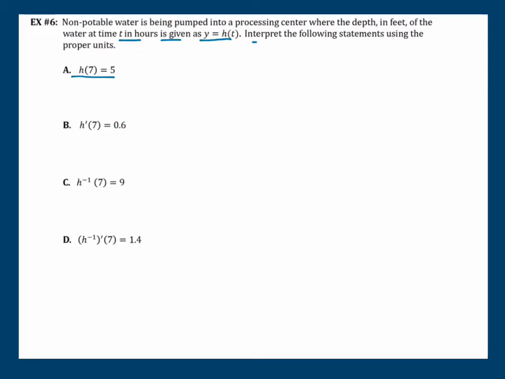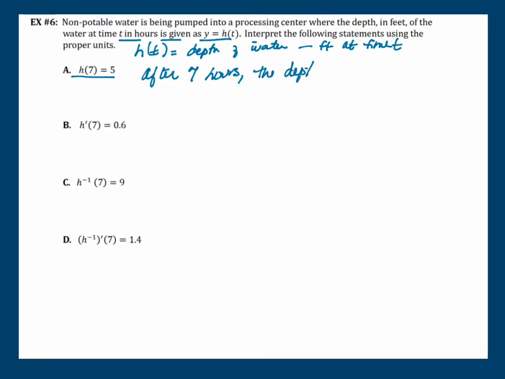This just says, remember, h of t is equal to the depth of water, and go for your units in feet, right? At time t. So we can say after 7 hours, time is in hours, the depth of the water will be 5 feet. Sounds good?